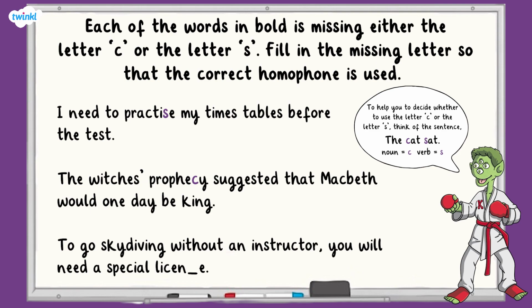Finally, to go skydiving without an instructor, you will need a special license. Is the word license missing a C or an S? Well done if you said that it's missing the letter C, because it's being used as a noun. Well done if you managed to correctly answer all three of those questions.